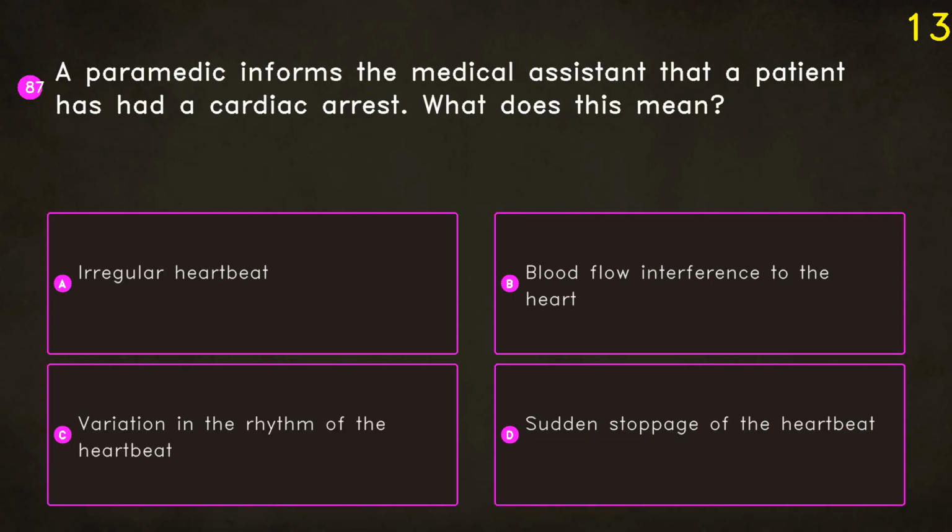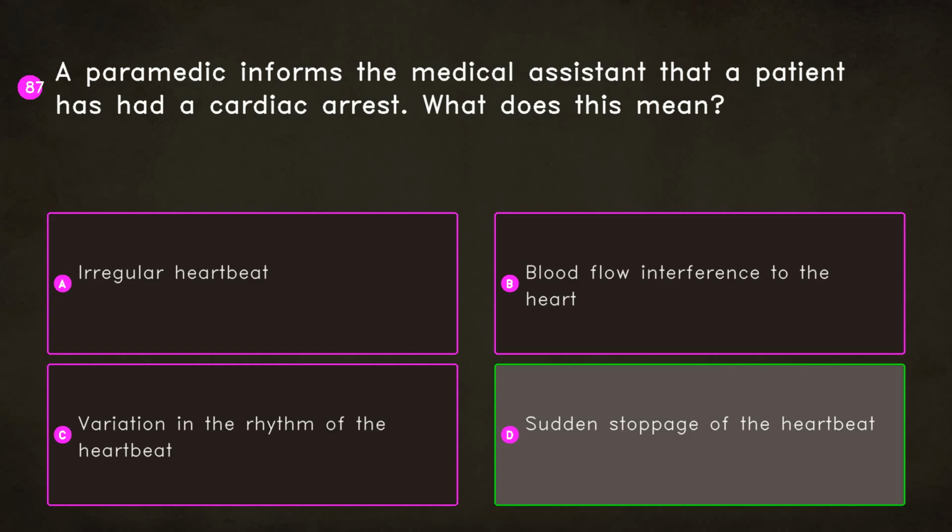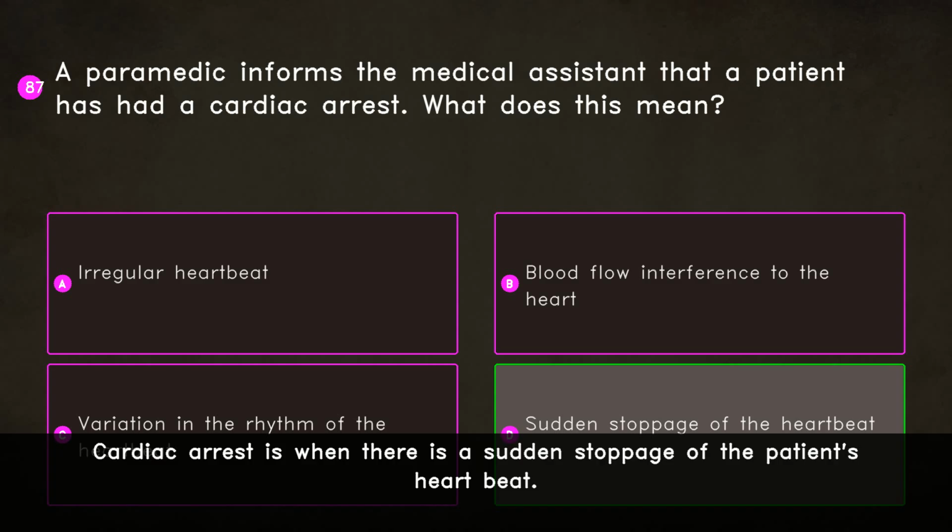Question 87. A paramedic informs the medical assistant that a patient has had a cardiac arrest. What does this mean? A. The irregular heartbeat. B. A blood flow interference to the heart. C. A variation in the rhythm of the heartbeat. D. A sudden stoppage of the heartbeat. The correct answer is sudden stoppage of the heartbeat. Cardiac arrest is when there is a sudden stoppage of the patient's heartbeat.